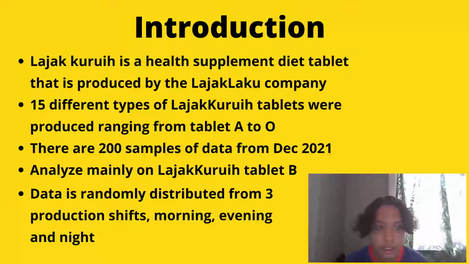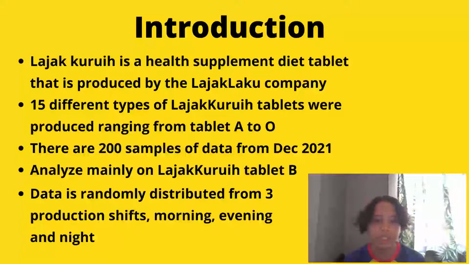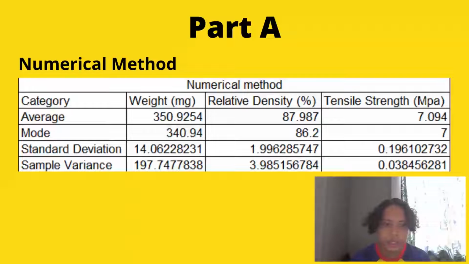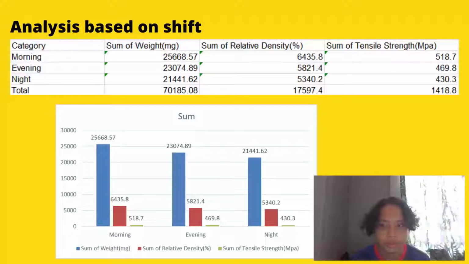For introduction, Lajakkuruih is a company that produces diet tablets ranging from A to O. There are 200 samples of data from December 2021. We will analyze diet tablet B based on the data randomly distributed. This is the numerical method for each category, including average, mode, standard deviation, and sample variance.